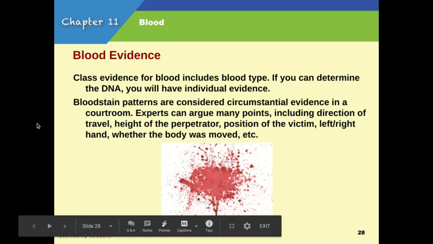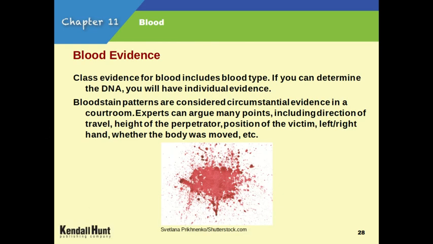Okay, let's talk about blood evidence. Blood itself is class evidence, right? Blood type, you can eliminate some suspects, you can get a group of suspects, but blood type is a class. Now, if you get DNA from that blood, then obviously that's individual. But the blood stain patterns are considered circumstantial evidence. Okay? They have to be interpreted by someone.